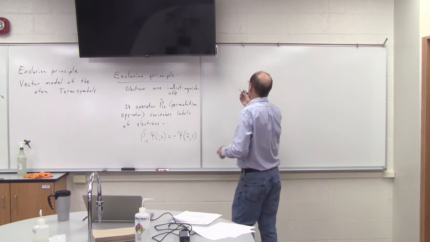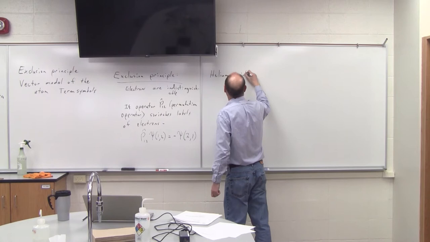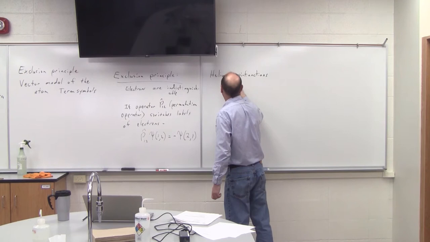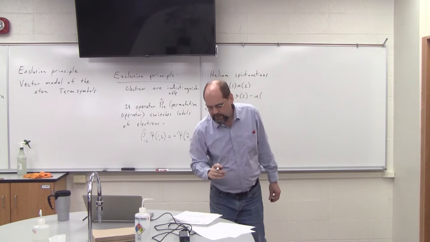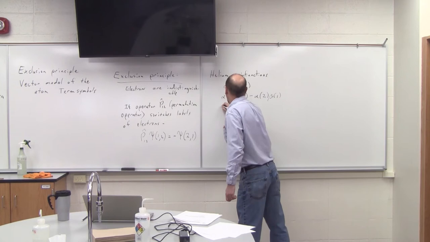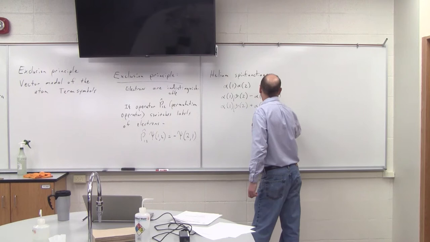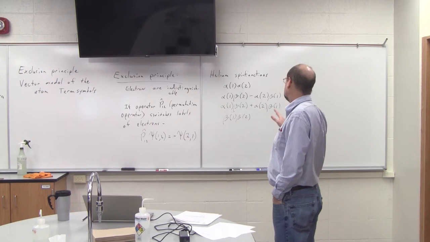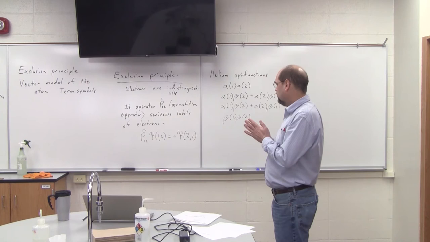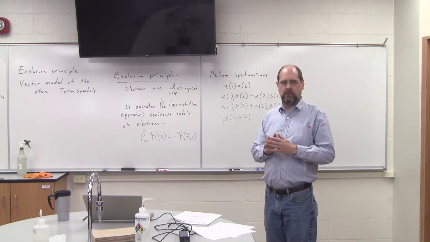Now, I mentioned that with indistinguishability we had the helium wave function, the helium spin functions: alpha 1 alpha 2; alpha 1 beta 2 minus alpha 2 beta 1; alpha 2 beta 1 plus alpha 1 beta 2; and then finally beta 1 beta 2. I'm going to ask which of these are symmetric and which are anti-symmetric with respect to flipping the labels.